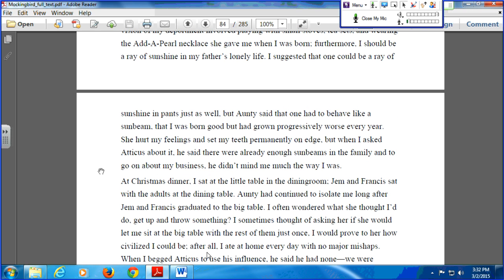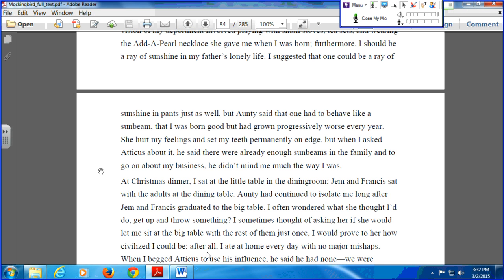I suggested that one could be a ray of sunshine in pants just as well, but Auntie said it was one thing to behave like a sunbeam, that I was born good but had grown progressively worse every year. She hurt my feelings and set my teeth permanently on edge. But when I asked Atticus about it, he said there were enough sunbeams in the family already, and to go on about my business. He didn't mind me the way I was.